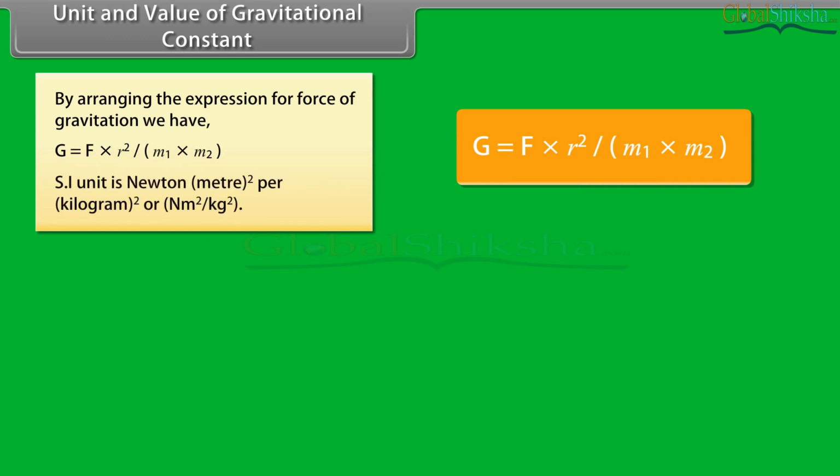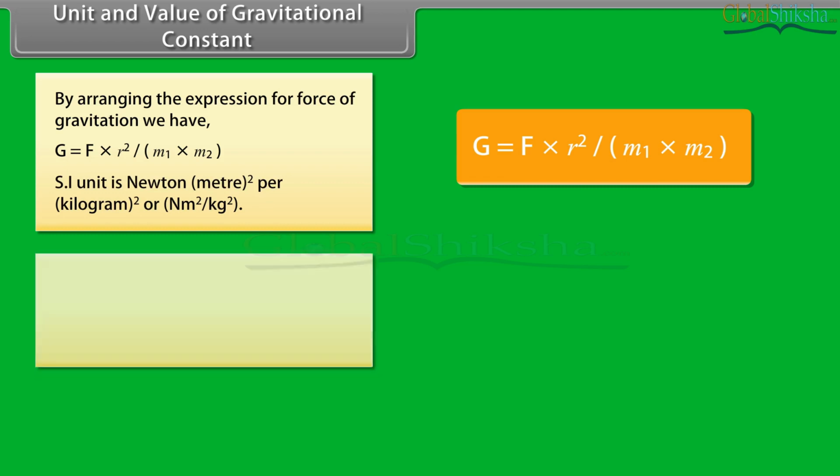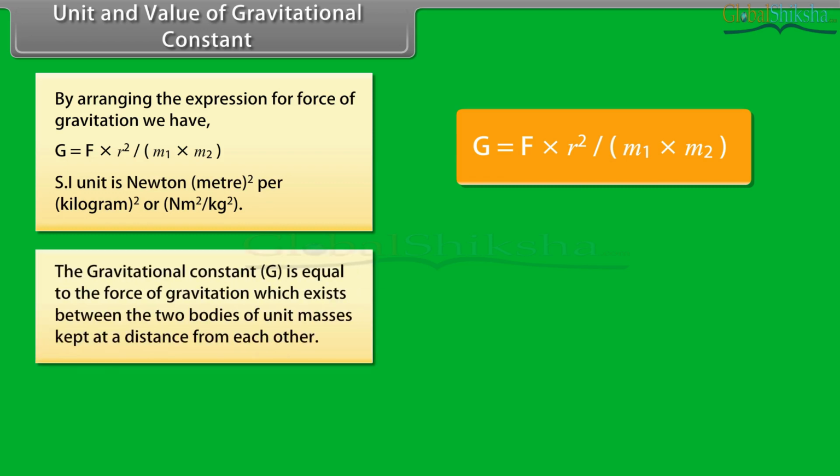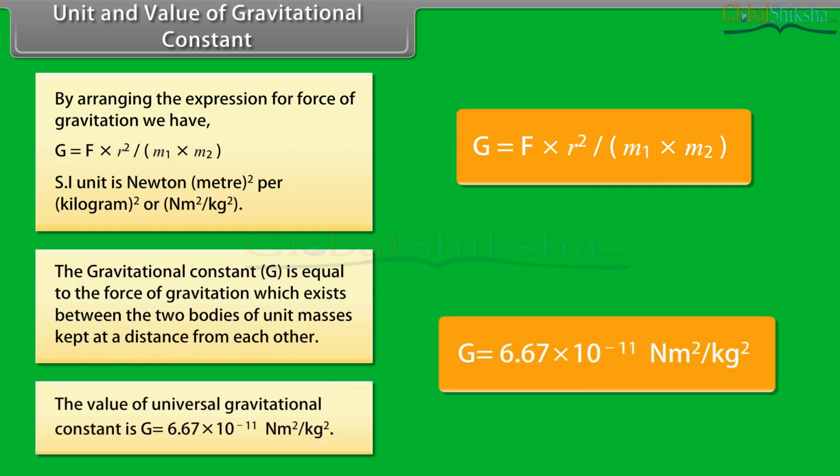The SI unit is Newton meter square per kilogram square, or Newton meter square per kg square. The gravitational constant G is equal to the force of gravitation which exists between two bodies of unit masses kept at unit distance from each other. The value of the universal gravitational constant is G equal to 6.67 into 10 raised to the power minus 11 Newton meter square per kg square.